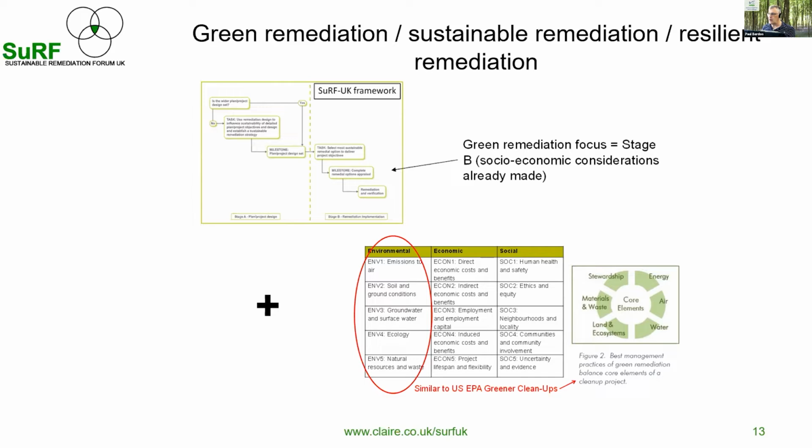And then there's this new idea of resilient remediation, and this has been driven in particular by discussion in the States, where there's a lot of concern that the impacts of climate change, including on flooding events and things like this, means that remediation solutions are challenged or may fail. So there's great interest there in having remediation that's resilient to these impacts of climate change. And in SURF UK's world, the idea of resiliency and soil stewardship fits into this group of indicators.